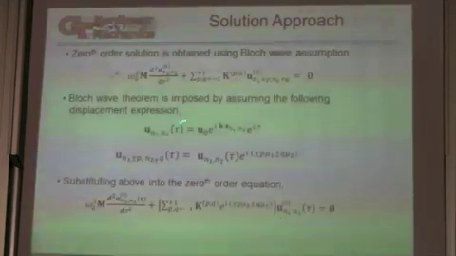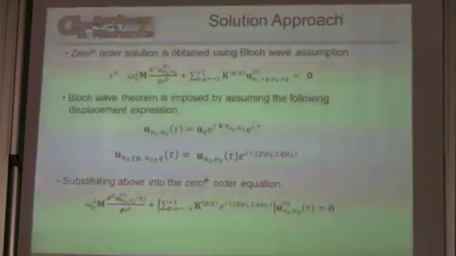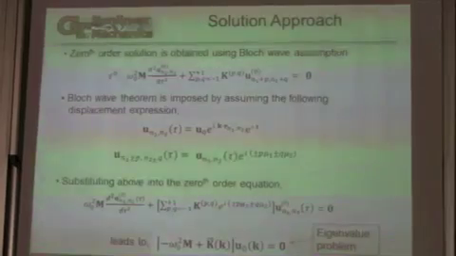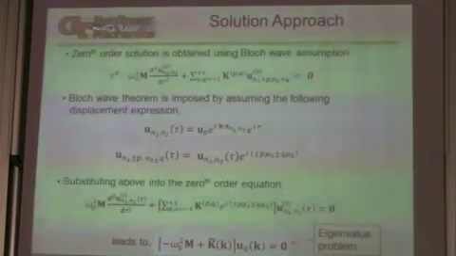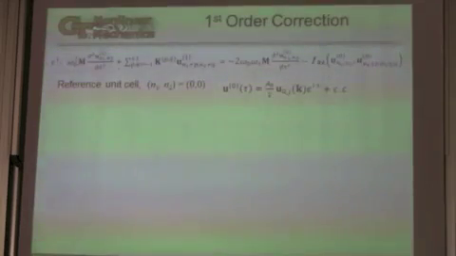We know this is the solution to the linear problem. We have this expression. It leads to an eigenvalue problem. If we have n degrees of freedom here, of course we have n eigenvalues, and each of those eigenvalues is a dispersion curve. All right, and that's what we do.